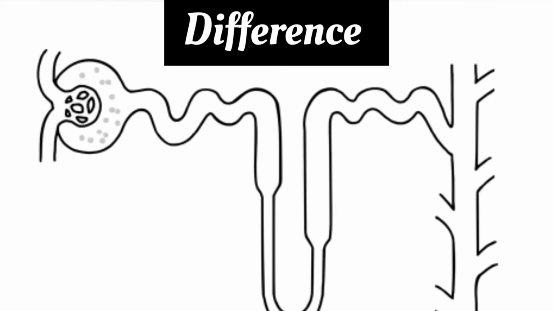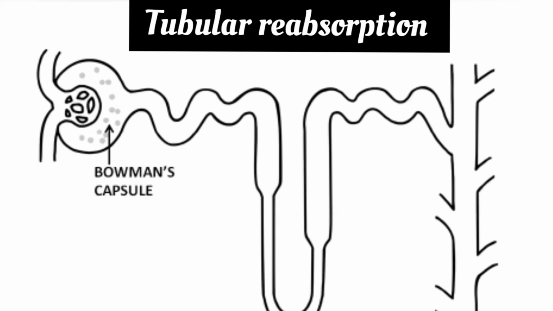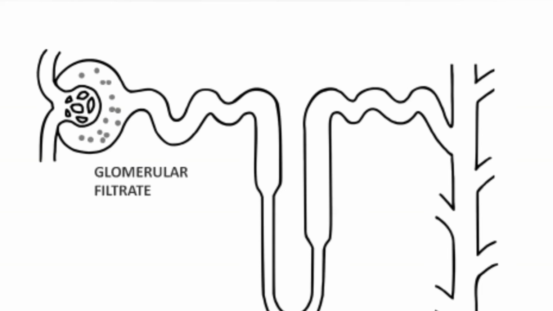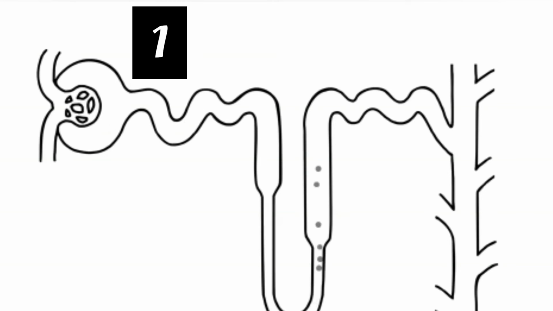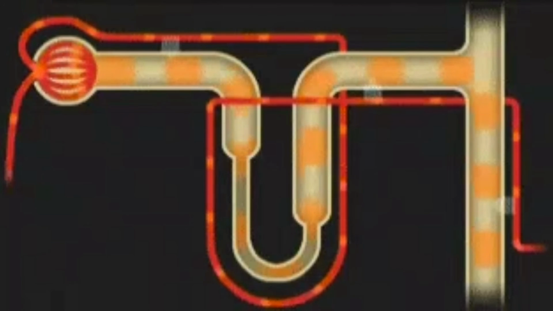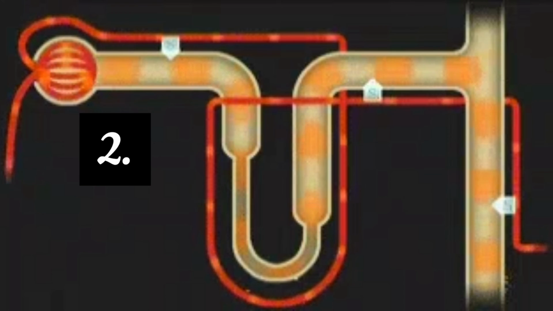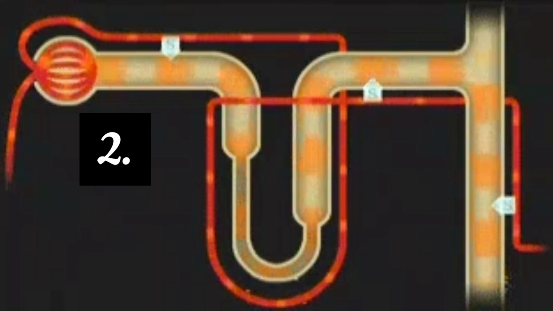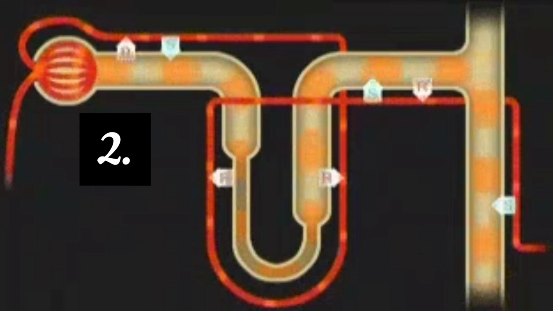Now you may think, what are the differences between tubular reabsorption and tubular secretion? Look, tubular reabsorption involves the absorption of water and useful solutes from the glomerular filtrate into the blood. But tubular secretion is the passage of waste material from the blood into the filtrate of the nephron. So this is just vice versa. Tubular reabsorption occurs by back diffusion and active transport, while tubular secretion takes place only by active transport.